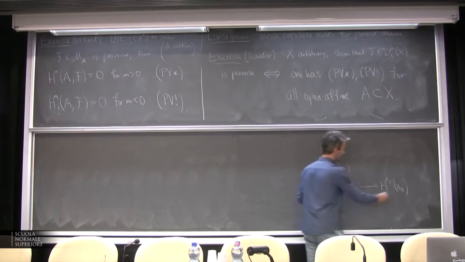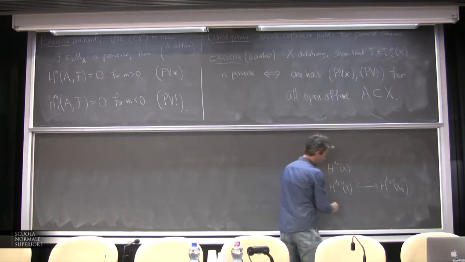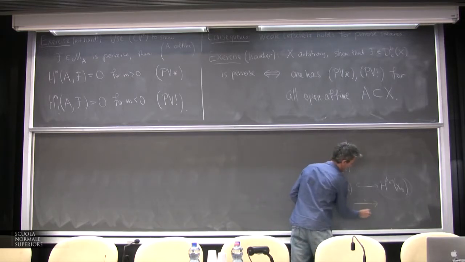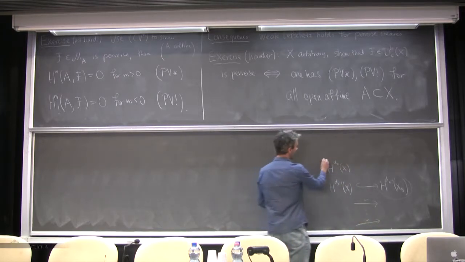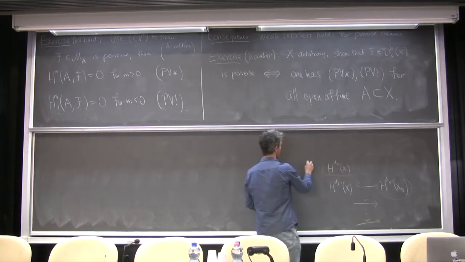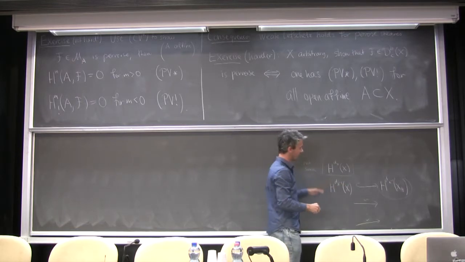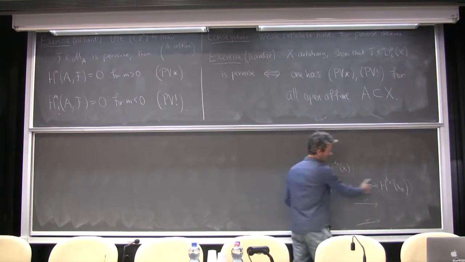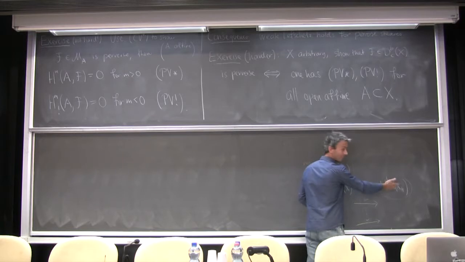Which is now the middle degree. And so this guy is not, and all the other ones are isomorphic. So this guy is not seen. And this guy is only a subspace inside here. So we would like to determine what the subspace is, for example.